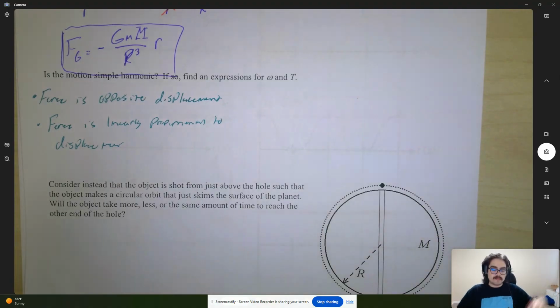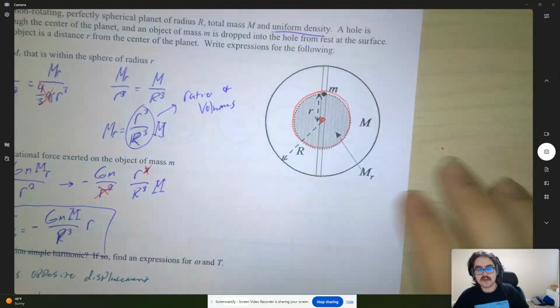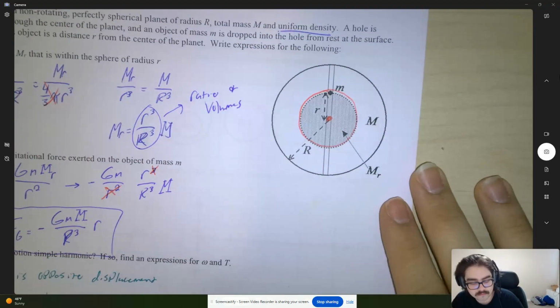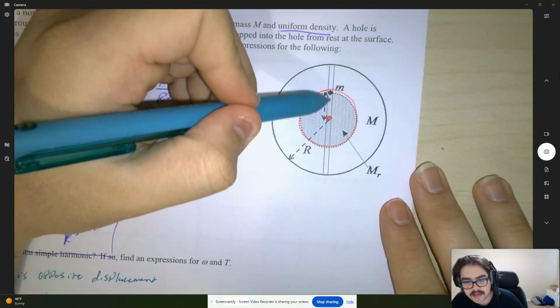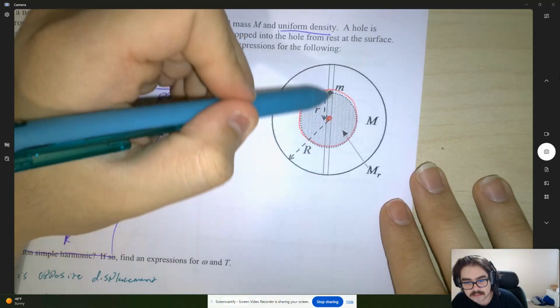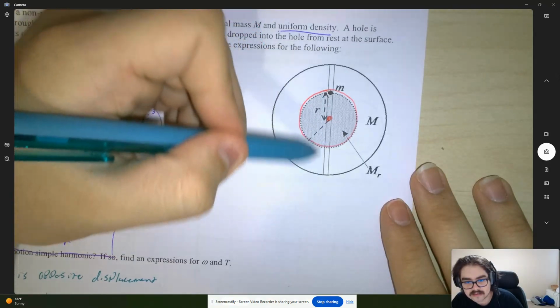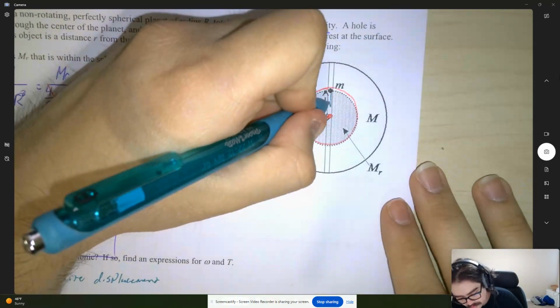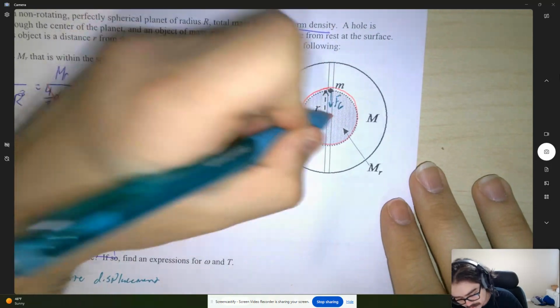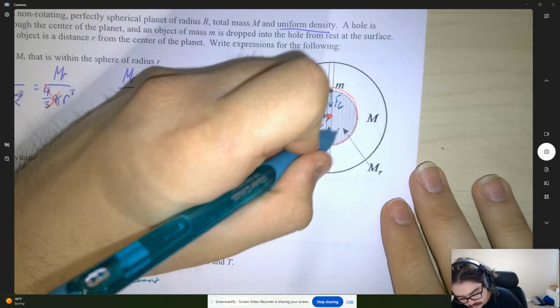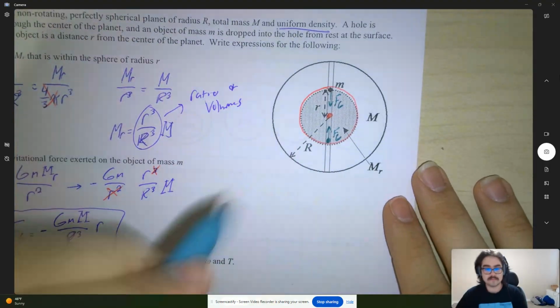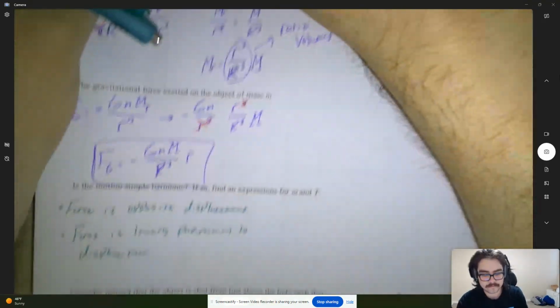and it's opposite displacement. If you're above the center of the Earth, what's going to happen is the object, when you drop it in the top, it's going to go down, go past the center of the Earth, and then bounce back up, and it'll oscillate. So when you're right here, your force is pulling down because you're displaced above it, and when you're at the bottom, your force is pointed up because you're displaced below the center of the Earth.